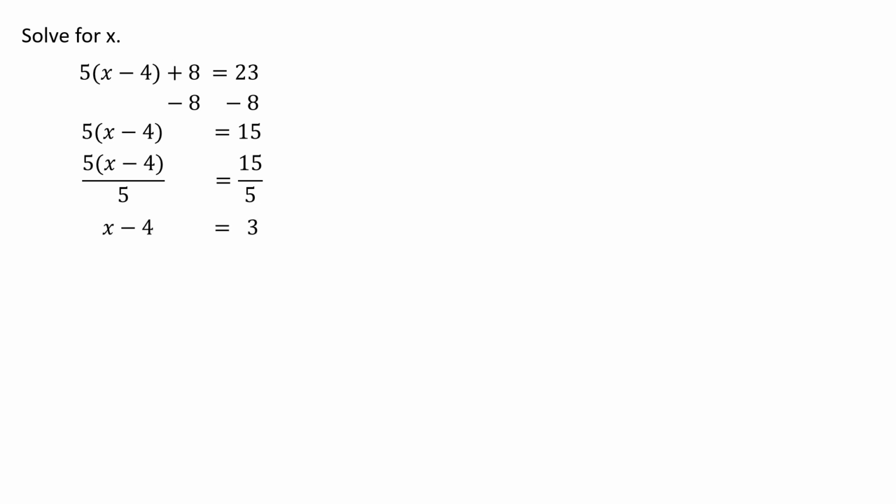Notice the x minus 4 is not affected. Equal sign comes down. 15 divided by 5 is 3. Finally, I can undo subtraction of 4 by adding 4. And we get an answer of 7.